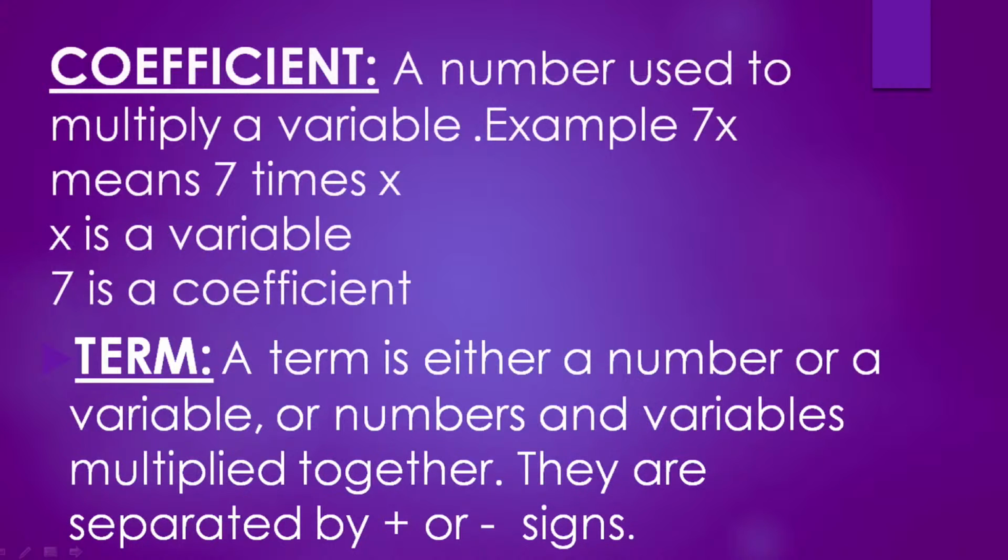Then what is a coefficient? A number which is used to multiply a variable. For example, 7x means 7 times x. x is a variable and 7 is a coefficient here. Now, what is a term? A term is either a number or a variable or numbers and variables multiplied together. They are separated by plus or minus signs.